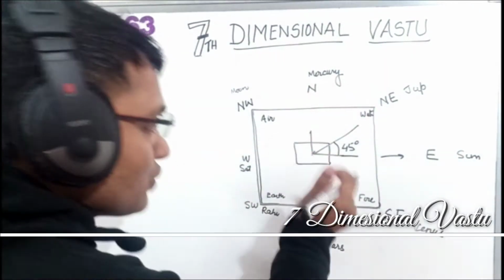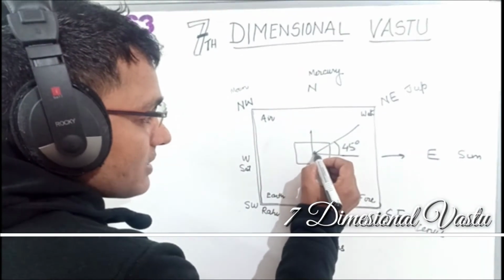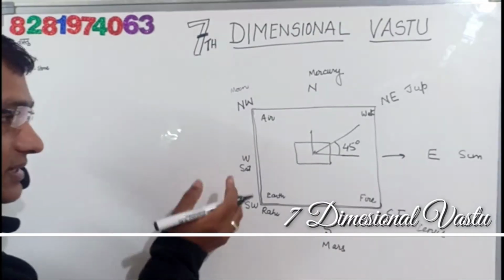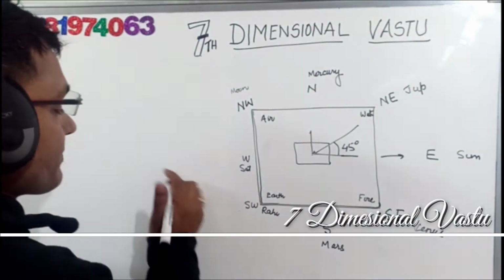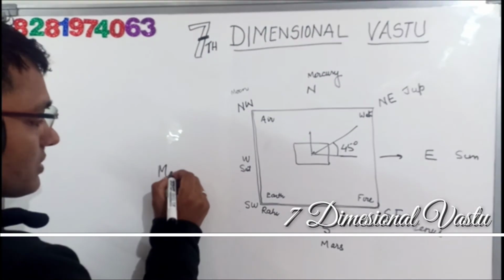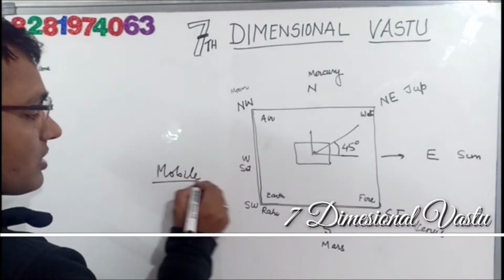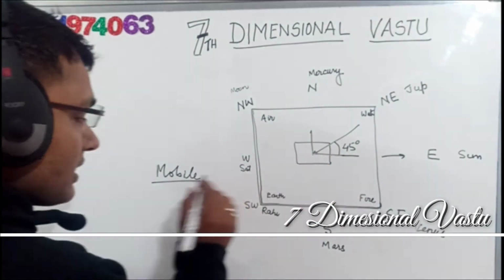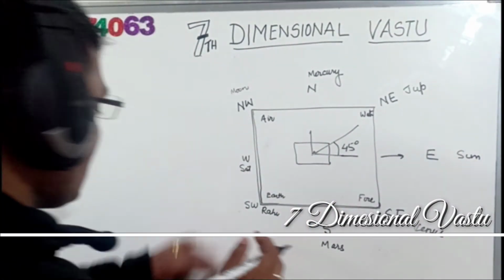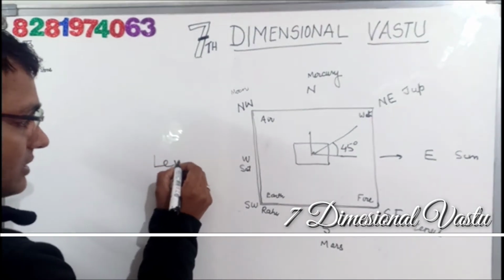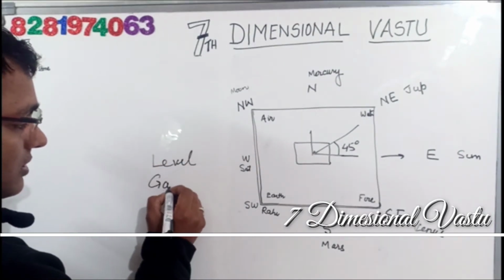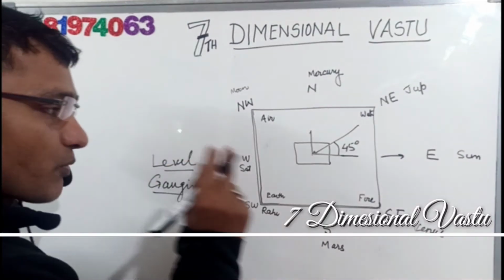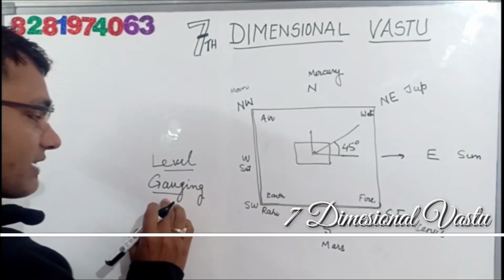After that, you will find out in a simple way: here you will place a magnetic compass. You can easily find one on your mobile also. There are so many applications. First of all, find out the point. And then what you have to do is level gauging. First point is find out the point, second point is level gauging.